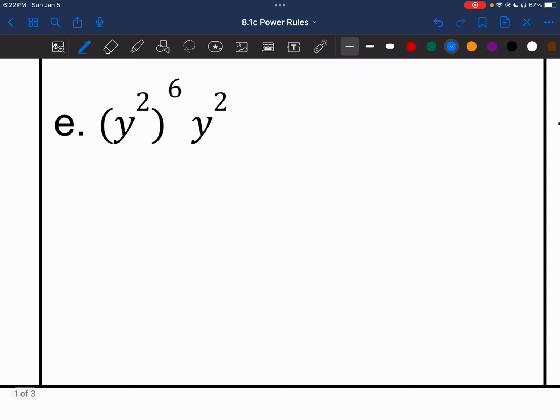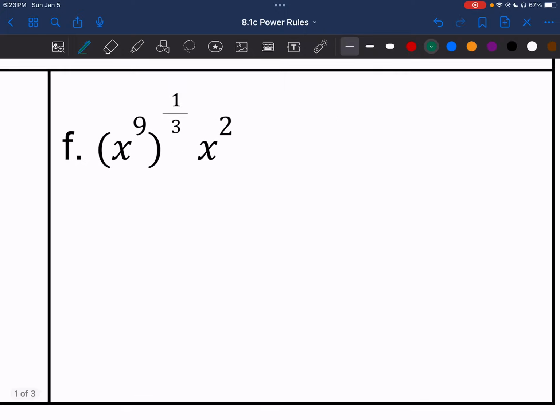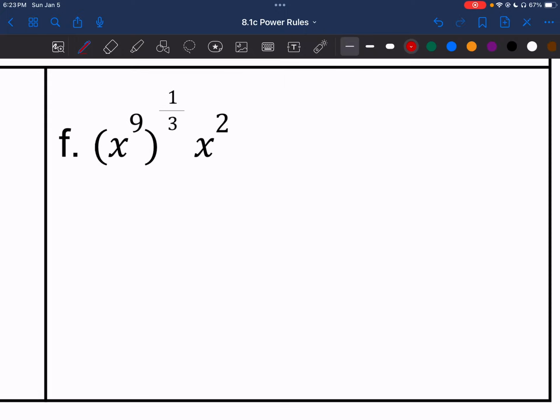Letter E, we have y squared to the sixth power times y squared. So we start by distributing. Y to the 12th power, y squared. And then we have the same base. 12 plus 2 is 14, so it ends up being y to the 14th power. Letter F. Again, we start off with distribution, right? We're going to multiply 1/3 times 9, and we get x to the third power times x squared. Same base, we add the exponents, we get x to the fifth power.